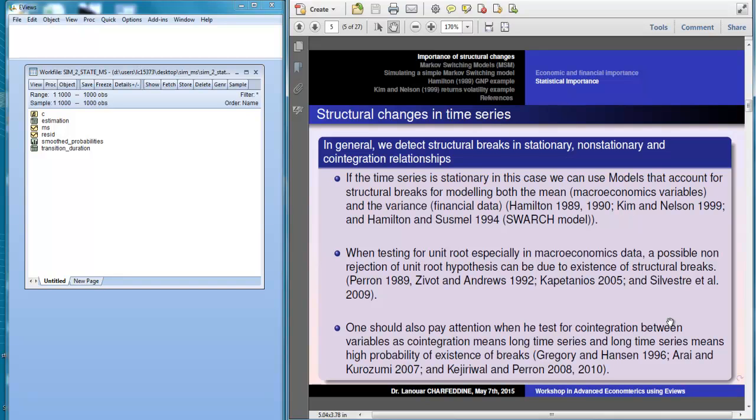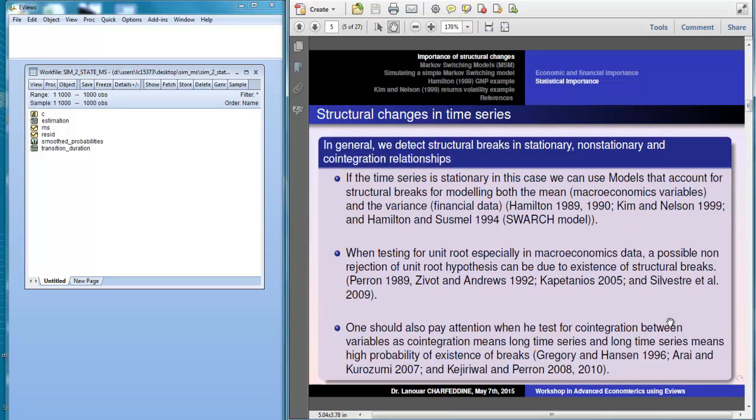The second category is when testing for unit root, especially in macroeconomic data. A possible non-rejection of the unit root hypothesis can be due to the existence of structural breaks. Those interested in this topic can see the papers of Perron 1989, Zivot and Andrews 1992, Pattinos 2005, and Sylvester et al. 2009.